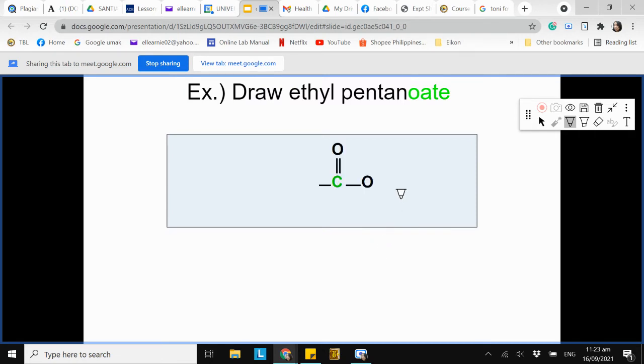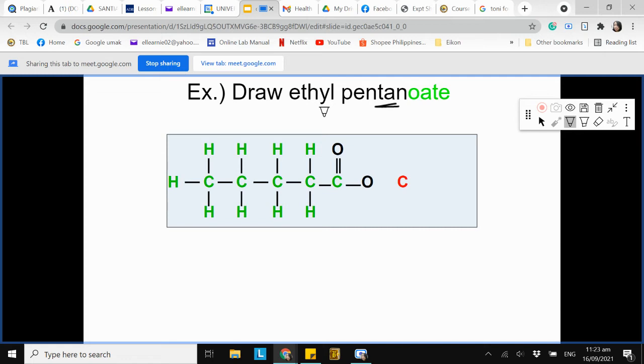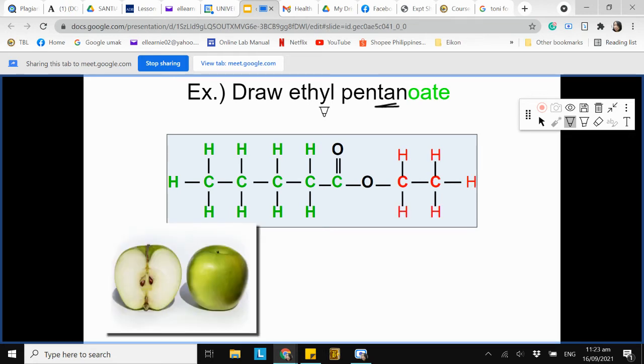So here naman, ethyl pentanoate. So you have here your -oate. Then draw the ethyl. That's the next part. Sorry. Draw first the pentanoate. So five carbons, 1, 2, 3, 4, 5. And since it's single bonded because of the -an- here, all of those are single bonds. Then place all the hydrogens. And then the ethyl. Draw the ethyl now. Okay. So this is the formula of ethyl pentanoate, which is the smell of green apple.